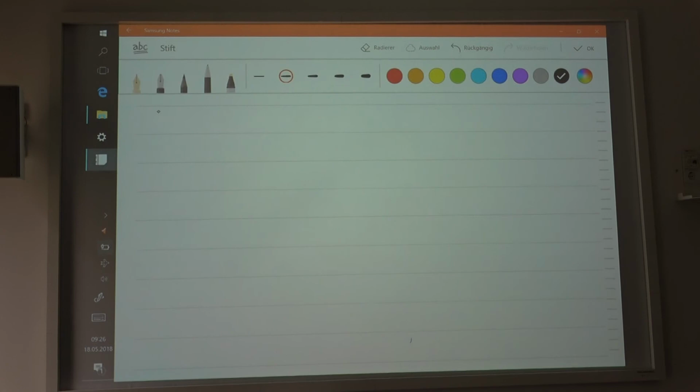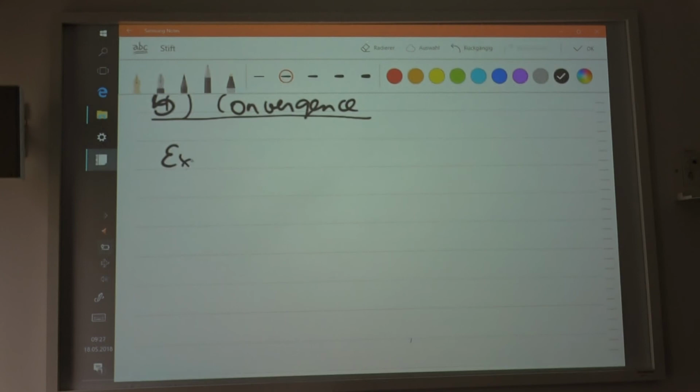So this is chapter number 4, I think. Is that? No, 5, sorry. This will be chapter number 5. So this will be about convergence. Now, actually, what is a sequence? And I'm going to define what a sequence is, okay?